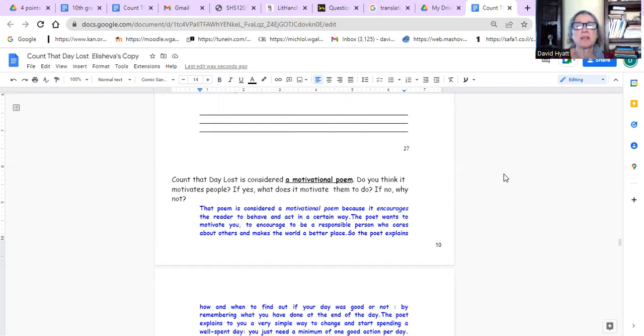So this poem is often described, considered, as something that brings you to do something, causes you to do something, gives you a reason, motivates you to do something. Do you think it motivates people? If yes, what does it motivate them to do? If no, why not?